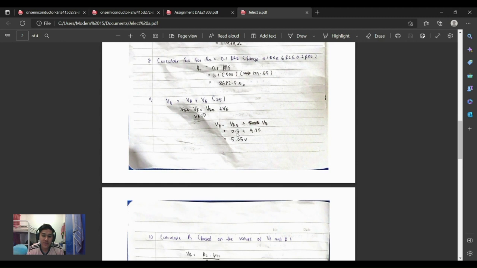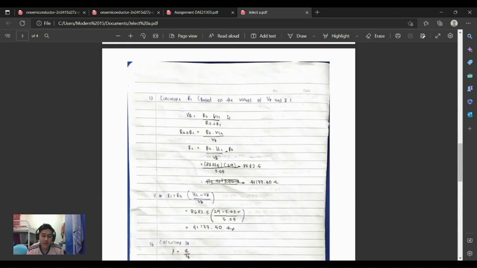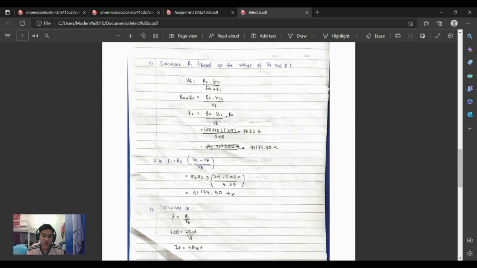So VRC equal to VCC minus VCE minus VE. So VCC from the table is 29, VCE 0.3, minus VE 4.035. So the answer is 24.35. So for VRC equal to IC multiplied by RC, so RC equal to VRC divided by IC.